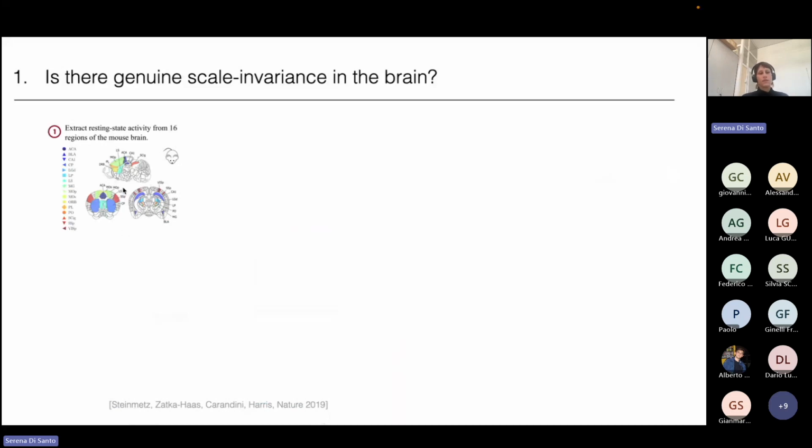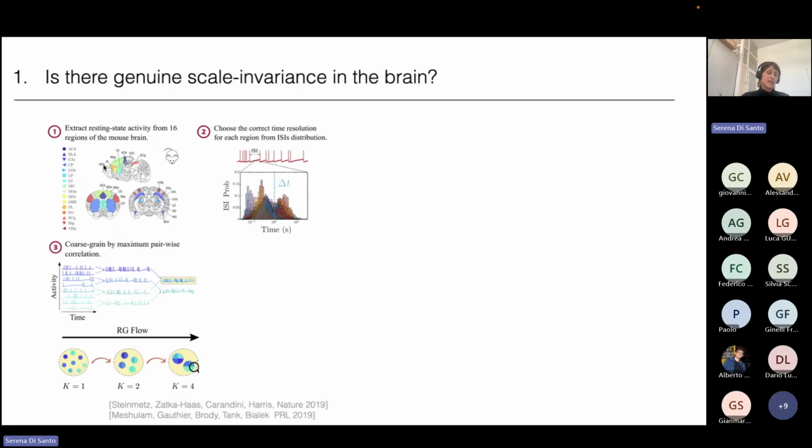They recorded from different regions of the mouse brain, both superficial and deep regions. And the mouse in this case is at rest. So what we do is to choose a time resolution for each region. Basically in this case, this is the geometric mean of the ISI distribution, the interspike interval distribution, of the neurons of this region. And then we coarse grain by using this RG scheme that I just outlined.